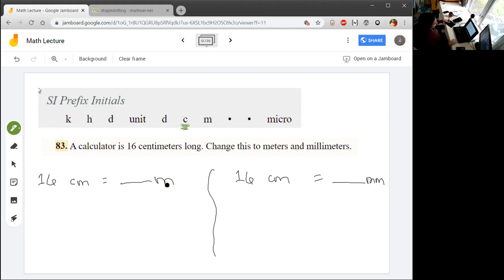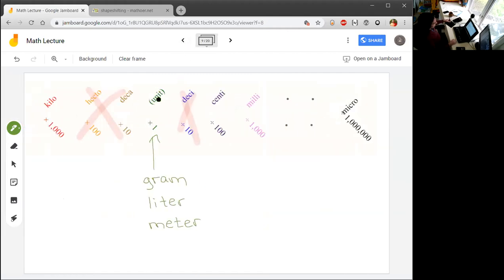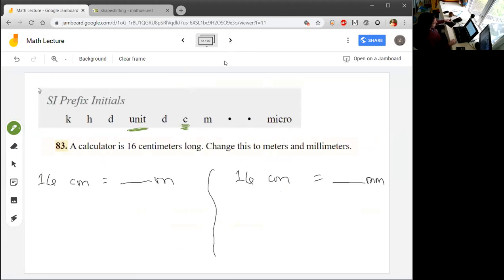Where are we going? We're going to the plain unit. We have to remember, again, the only tricky part of this list is that the plain unit is the gram, the liter, the meter, whatever we had. So that's 2 scoots to the left. So I do 2 scoots to the left and I get 0.16 meters.